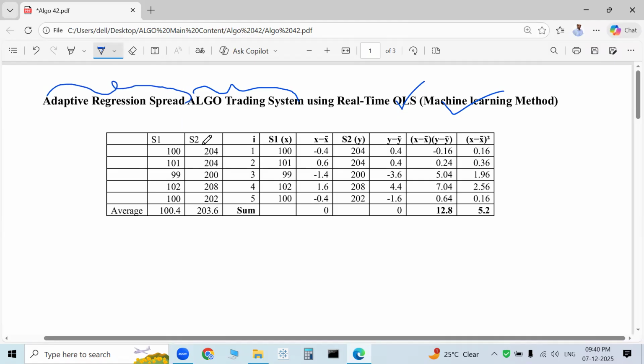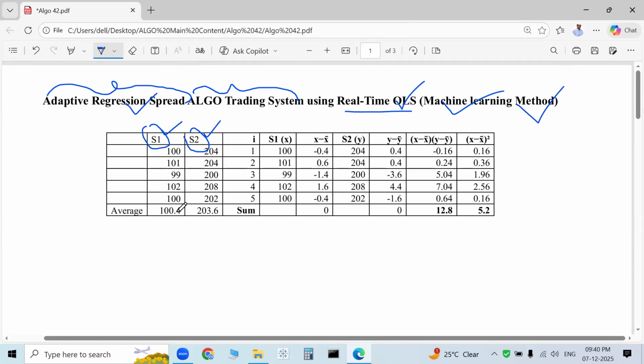Why is it adaptive? Because it is going to track two different stocks and understand the spread between both of them. So an adaptive regression spread is basically between two different stocks. It is going to use this in real time, which means the prices of the stocks are continuously changing, and we are going to calculate the slope between both of them with the method called OLS.